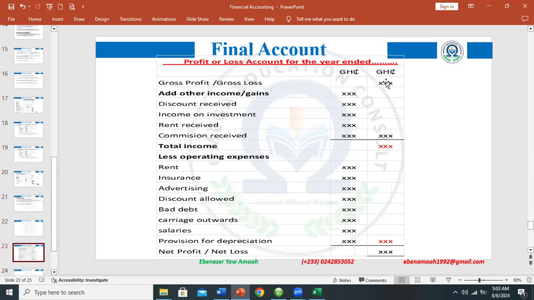I think I'll leave you to study it a bit, and then we'll continue. I think we have 4 minutes more to the end of the first session. So I'll put the profit and loss format on the screen so that you go through it, and then we'll discuss in the next session.